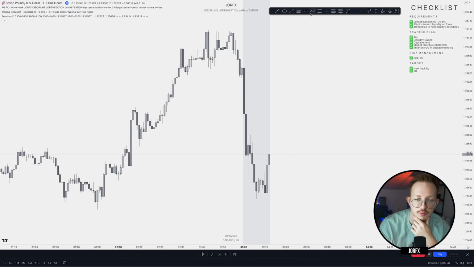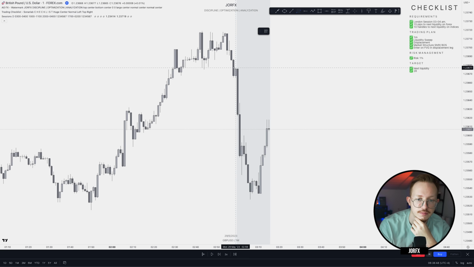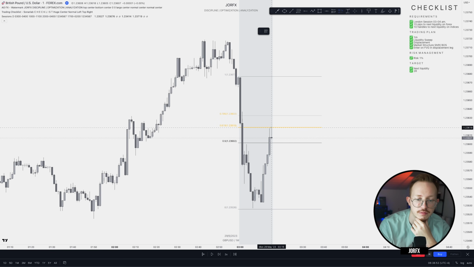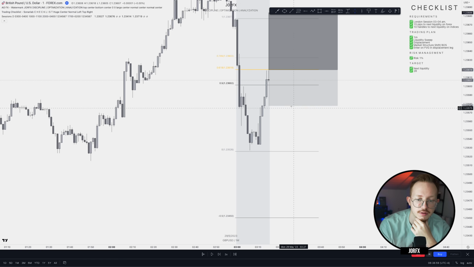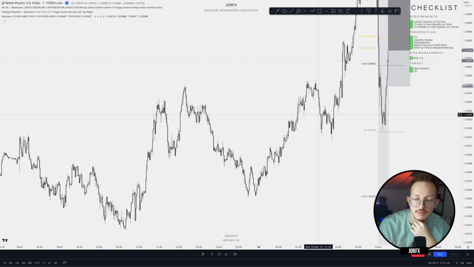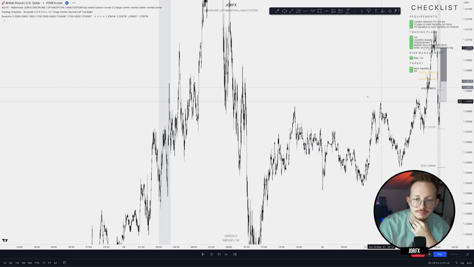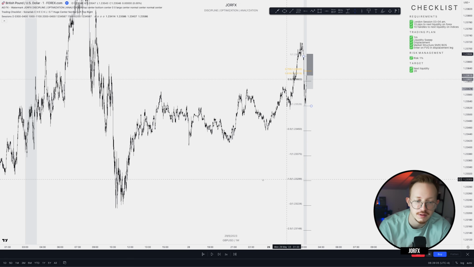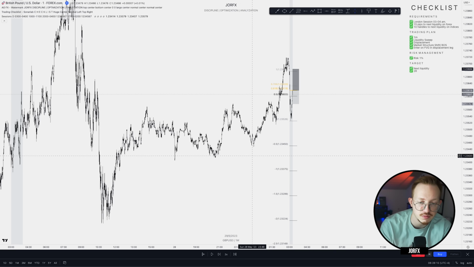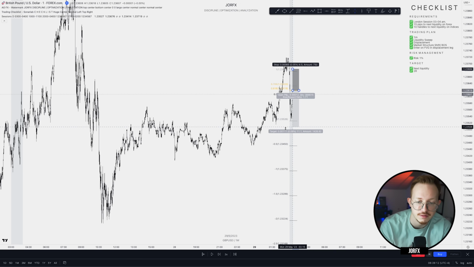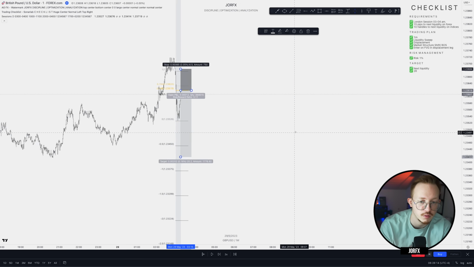Okay, there is the start of our pullback. Let's see. Let's take it from here to there. Okay, let's take our entry on the top of this fair value gap. Stops above this one. Then we are targeting sell side liquidity. We can target this one, or this one. I would say to be safe, let's target this one right here, 1 to 3.